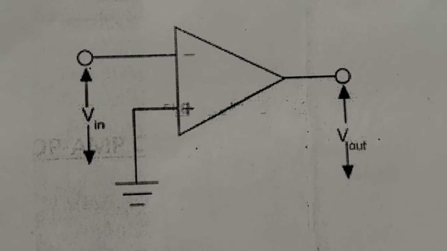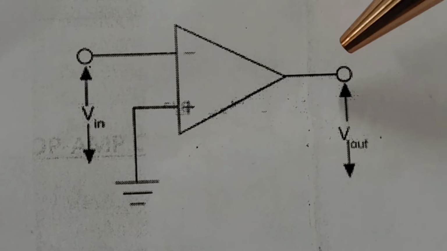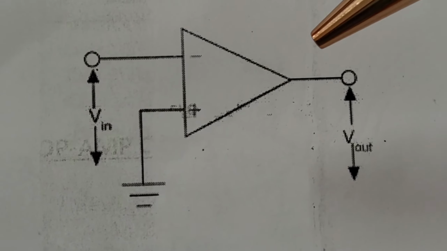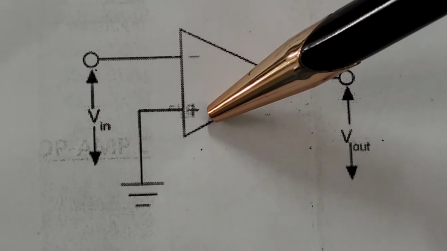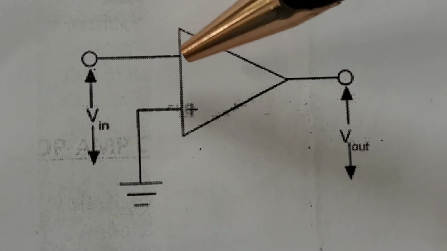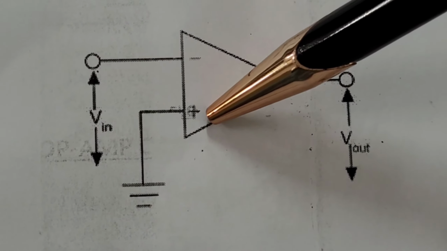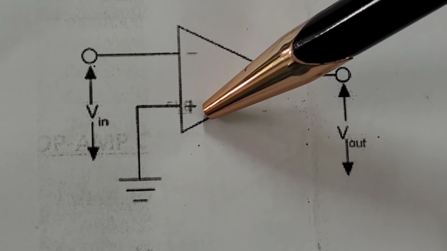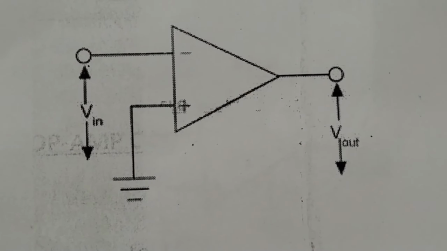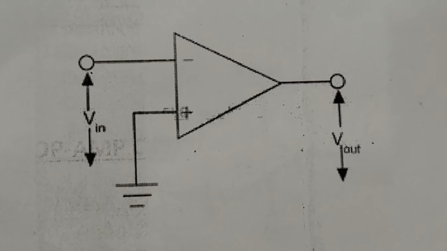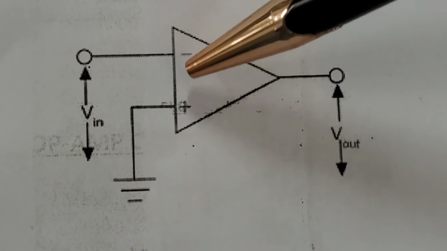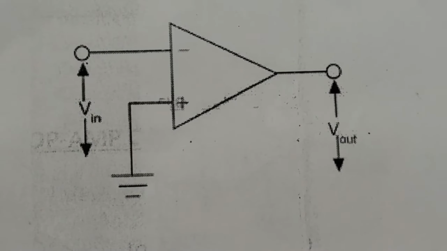Opamp stands for operational amplifier, which is an integrated circuit that amplifies the weak electric signal. This is the symbol of the Opamp. Operational amplifier has two inputs and one output. The negative terminal is the inverting input and the positive terminal is the non-inverting input. The basic role of Opamp is to amplify and output the voltage difference between these two inputs.